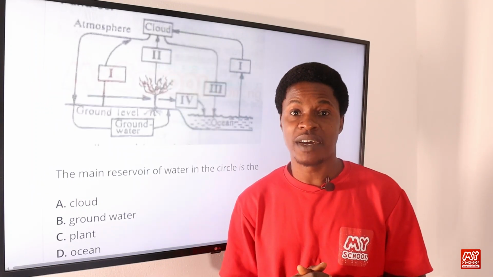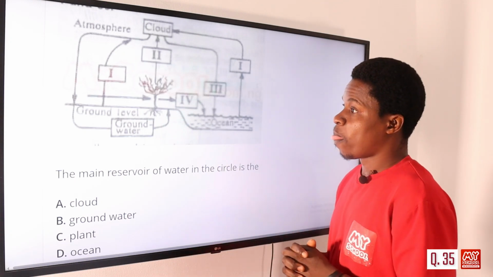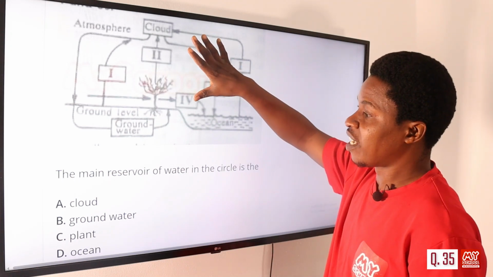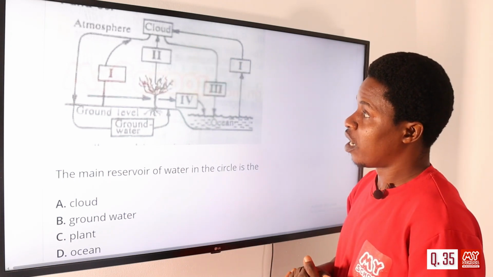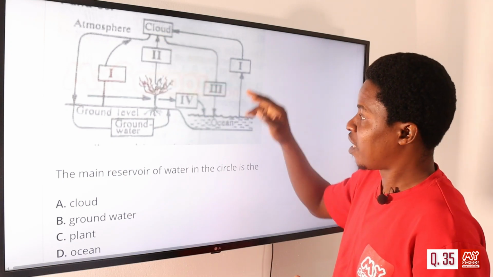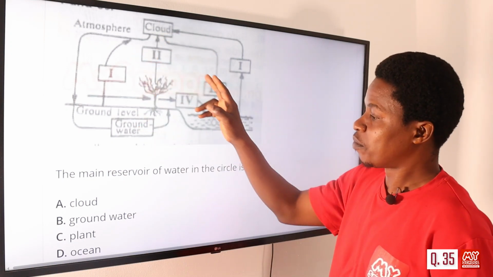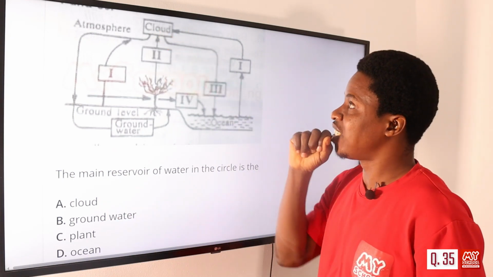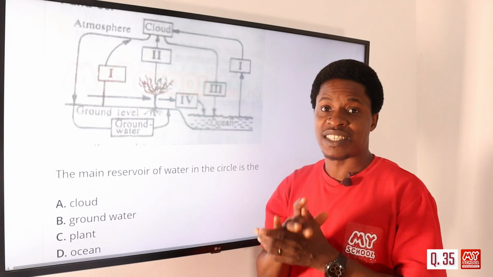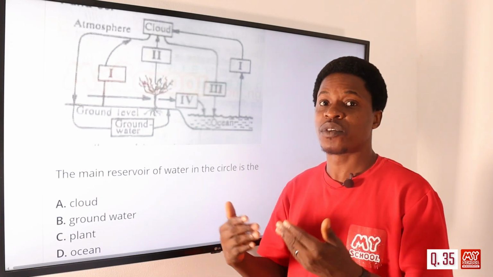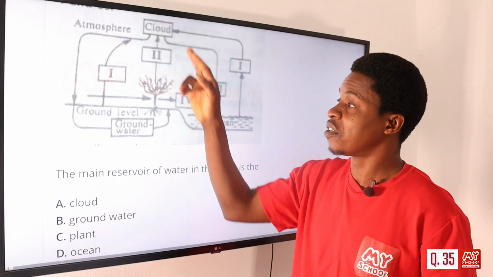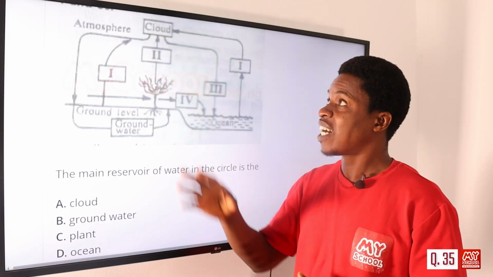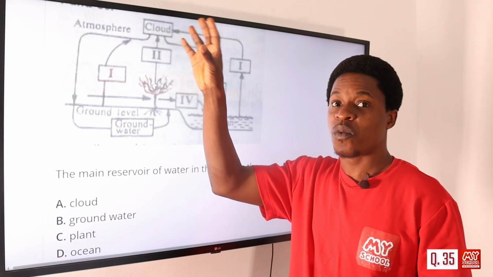Now let's move on to question number 35. The main reservoir of water in the cycle is the what? We just looked at this diagram in the last question. This is cloud here. We have oceans, we have groundwater, we have atmosphere, and option A says cloud. Yes, cloud, even though it is a temporary reservoir of water, it can reserve water, because whatever water goes by evaporation, by transpiration, eventually will still come down as rain. So temporarily, it can reserve water for some time.